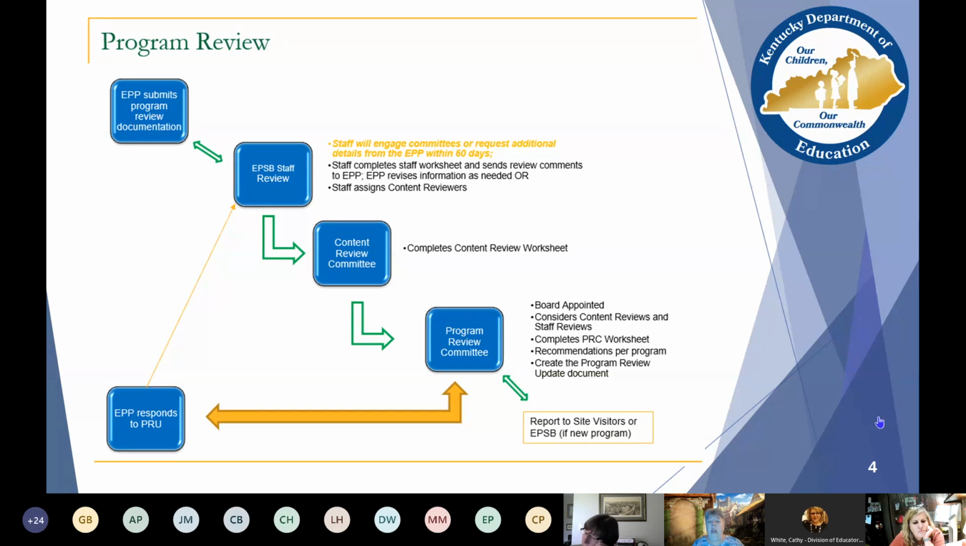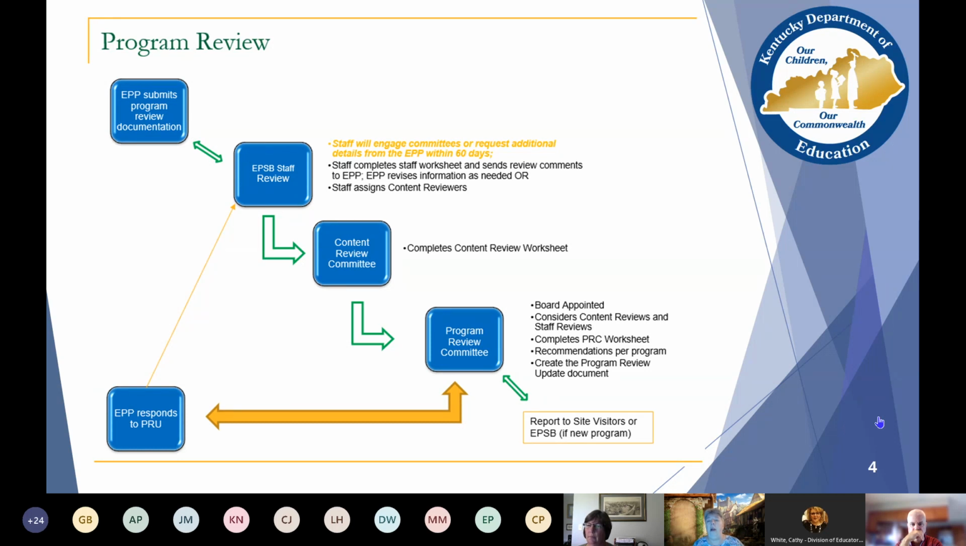Once that occurs, if it occurs, the program is assigned to a content review committee. Those committee members are then asked to review the program and submit a review worksheet. The results of the staff reviews, as well as the content review committee feedback, are forwarded on to the program review committee, which is a board-appointed committee by the Education Professional Standards Board.